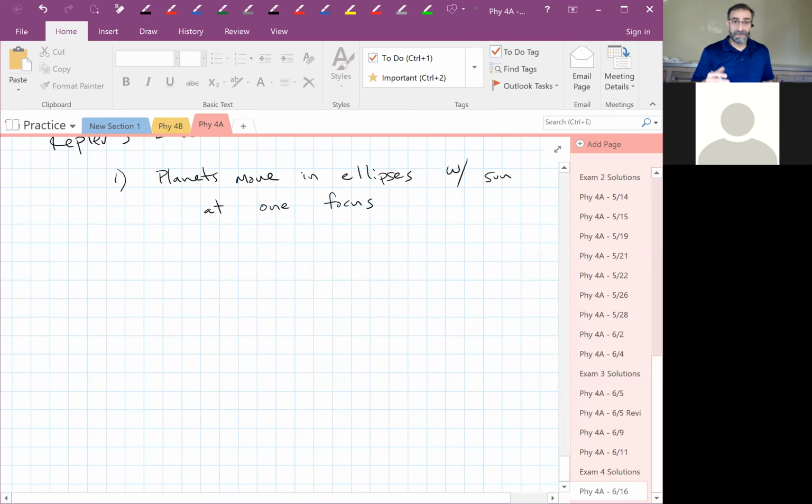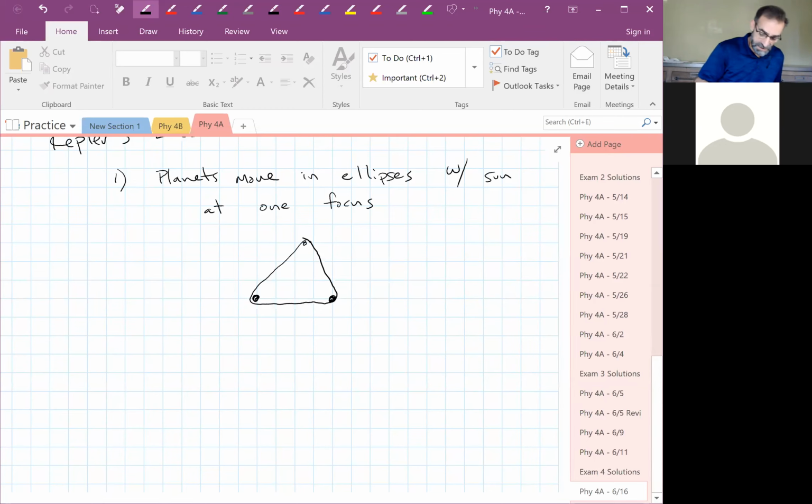Now, if you remember when you were a kid, how did you draw an ellipse? You took two push pins, right? And you stuck one here, and you stuck one here, and you wrapped a string around them, tied a string in a loop, and you wrapped it around, and you put your pen over here, and you kept that string nice and taut, and you moved your pen around. And what did that make? It made an ellipse.